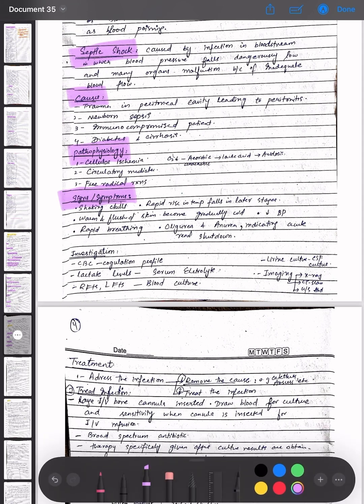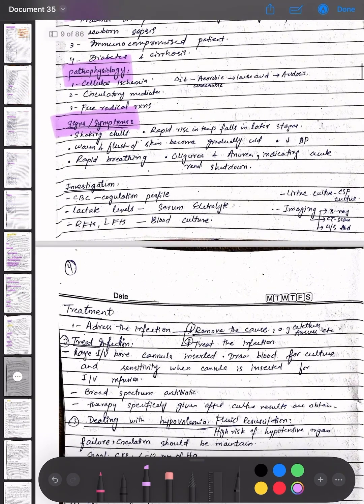What investigations do you have to do? First of all, do the CBC, coagulation profile, lactate levels, serum electrolytes, renal function test, liver function test, blood culture, urine culture, and imaging, that is X-ray, CT scan, or ultrasound abdomen. These are the basic investigations which you have to do in the case of septic shock.